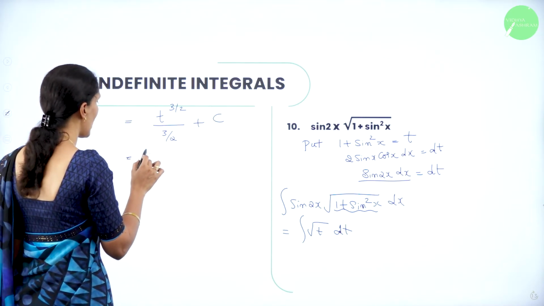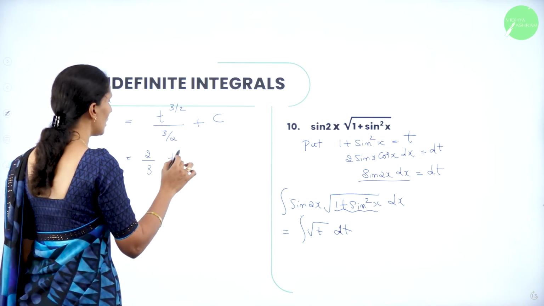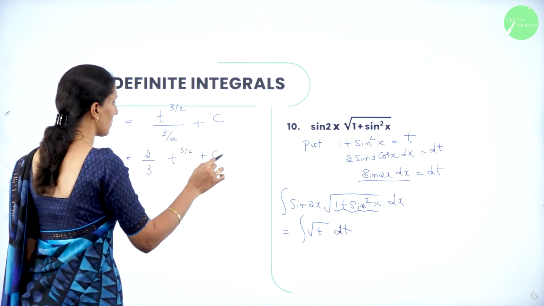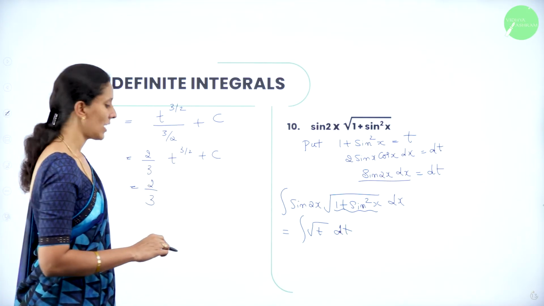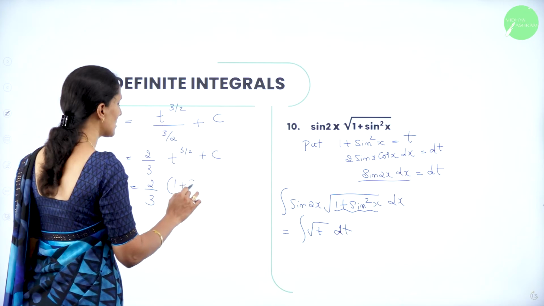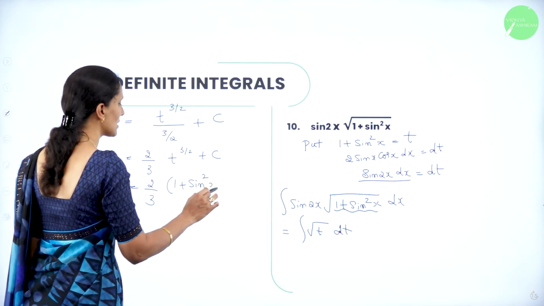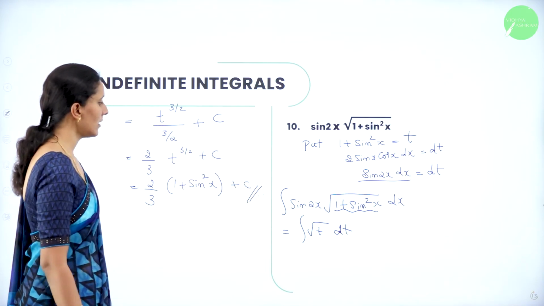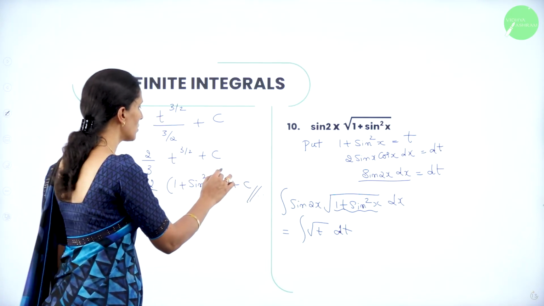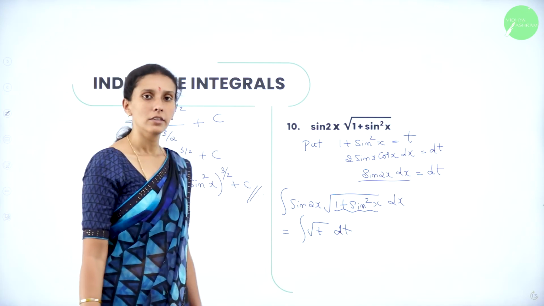So I can write this as 2 by 3 t to the power 3 by 2 plus c. What is t? 1 plus sin square x. So 2 by 3 into 1 plus sin square x to the power 3 by 2 plus c. This is the integral value.